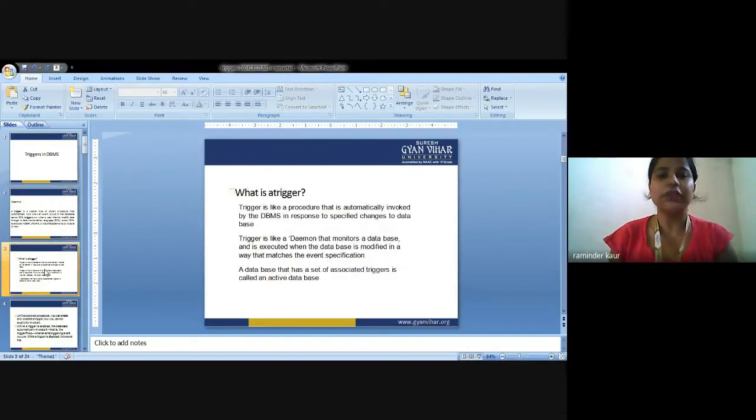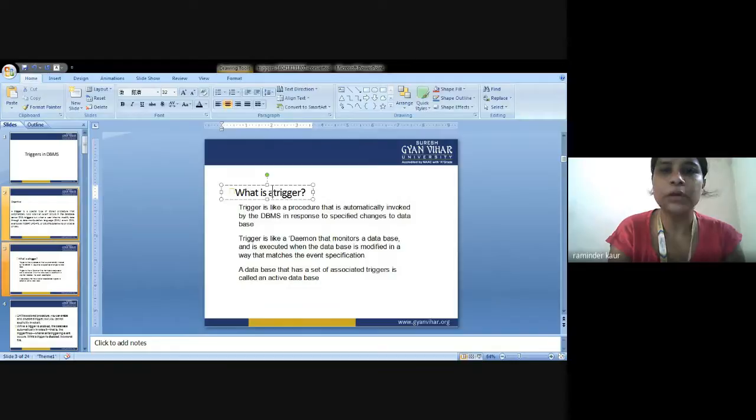Now, what is the main question? What is a trigger in DBMS? We are supposed to learn the same. A trigger is like a procedure consisting of various rules and instructions that is automatically invoked by the DBMS in response to specified changes to the database. So a trigger is like a daemon that monitors a database and is executed when the database is modified in a way that matches the event specification. A database that has a set of associated triggers is called an active database. So we are going to discuss what an active database is and what triggers are.